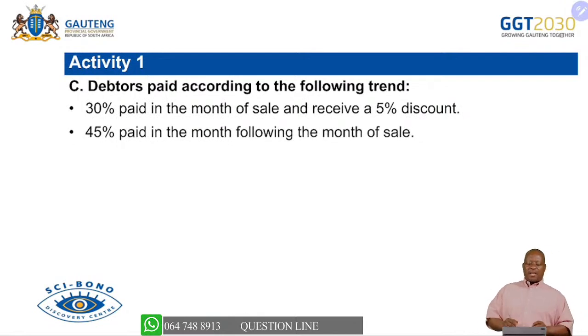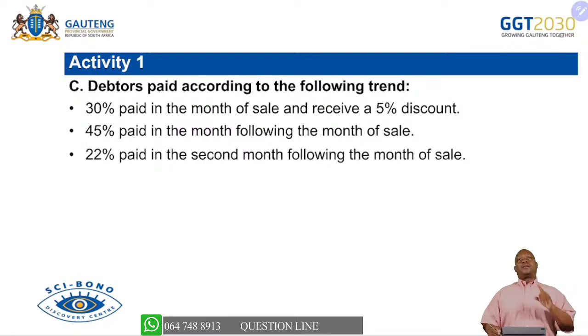45% paid in the month following the month of sale. No discount on that one. So if they are buying in January, they are paying in February, 30 days later, a month later. And then we have 22% that are paying in the second month. So if they buy in January, they skip February, and they pay us in March, the 22%. So this is the trend that we have discovered.